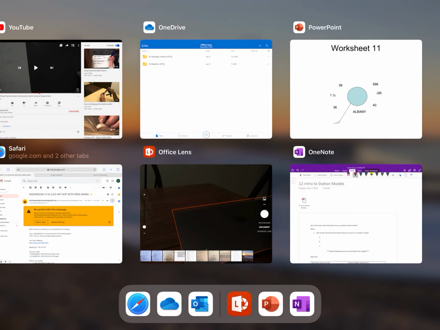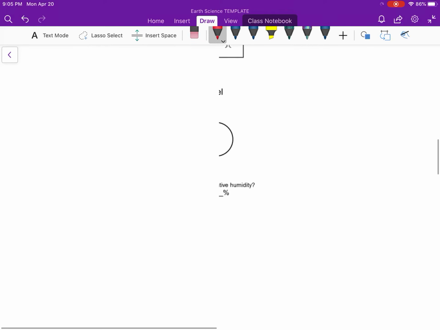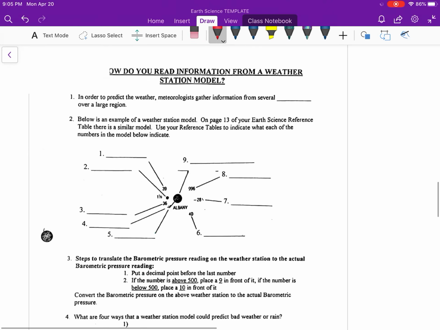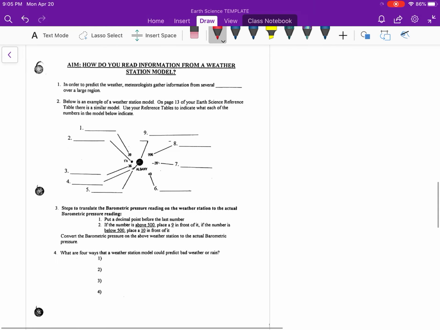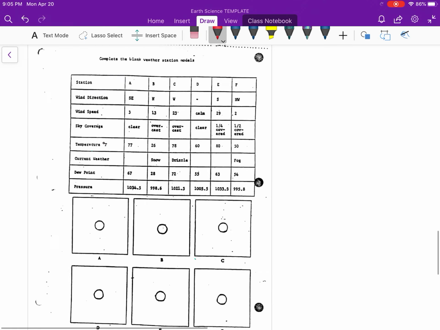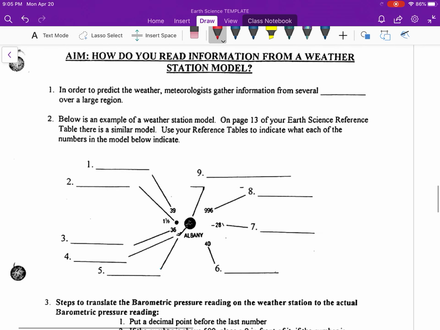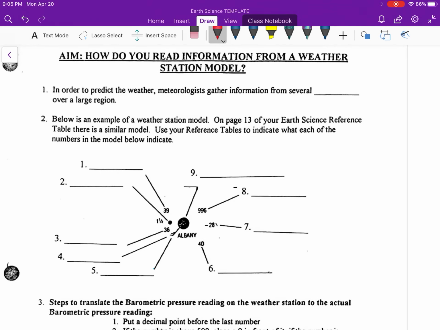All right, so this is what I want to go over with you, and then I'm going to let you guys do the rest. So this and this we just did right here. Okay, I'm going to do this page with you, and then you guys will do this for homework. And again, I'll post the key for this one. So take a look. In order to predict the weather, meteorologists gather information from several weather stations. Okay. Below is an example using page 13, fill in all the stuff.